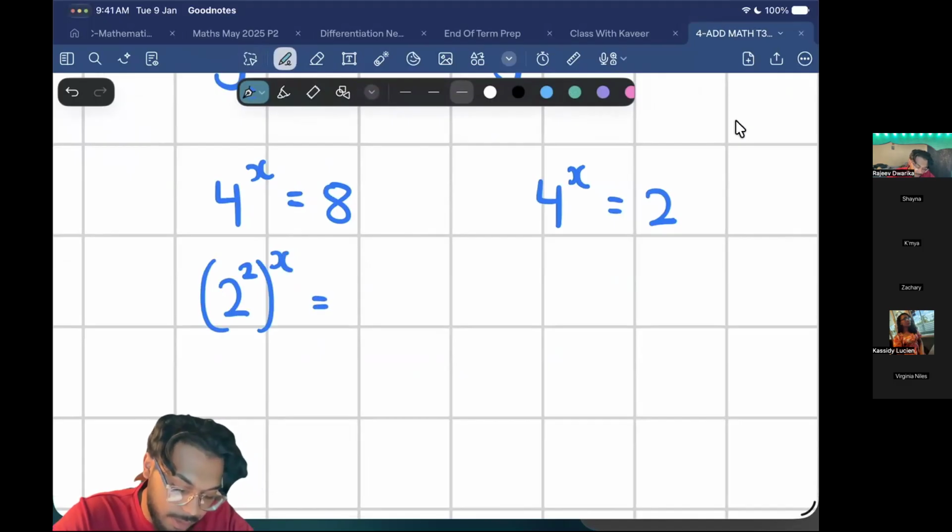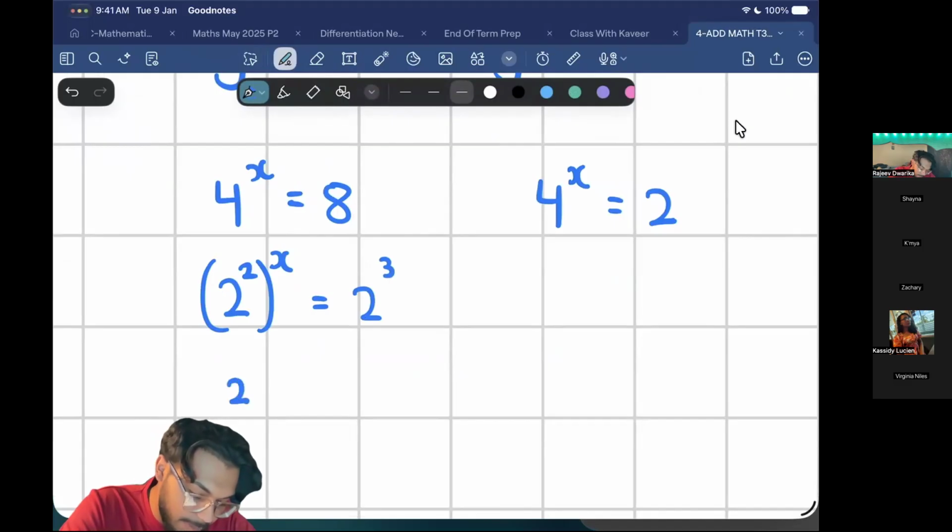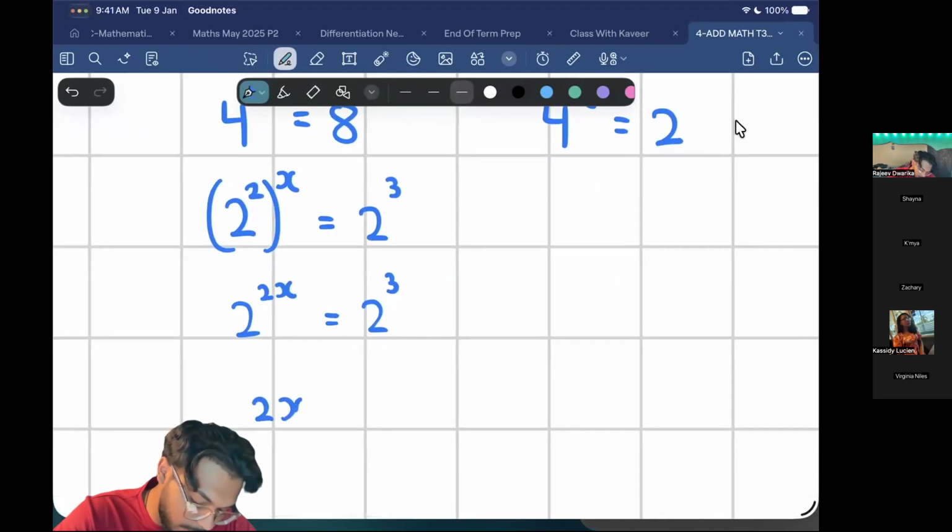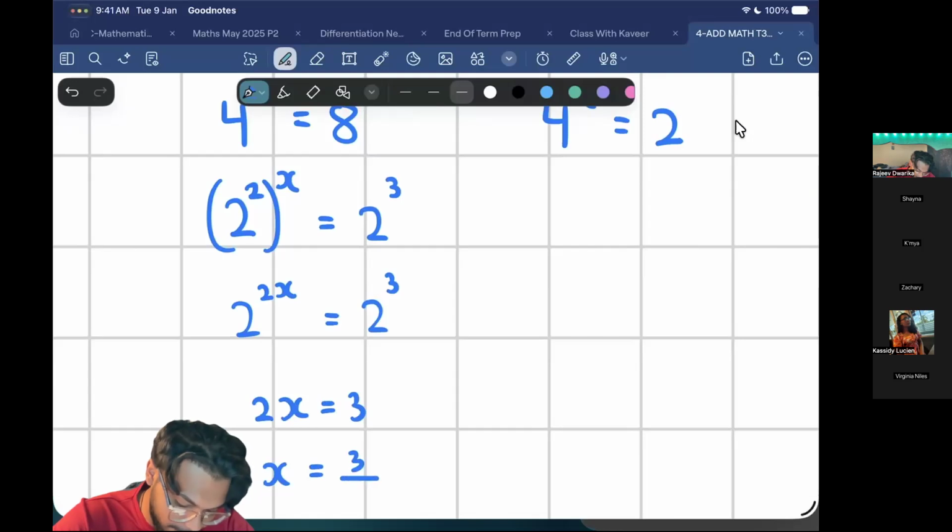Yes, sir. I was thinking too. Yeah, you can do this. This is completely fine. You end up with 2 to the power 2x is equal to 2 to the power 3. Anytime you have the same base, you could equate the powers. So 2x is equal to 3. You divide both sides by 2, and you're gonna get x is equal to 3 over 2.